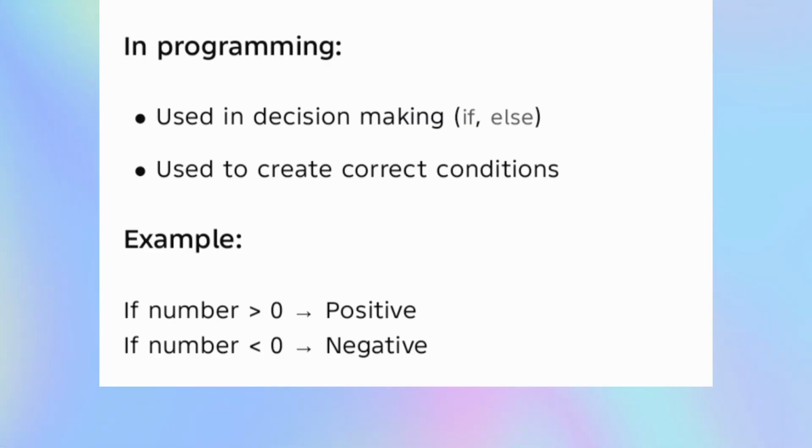In programming, if-else is used in decision making to check a condition. Example: if number less than 0, negative; if number greater than 0, positive. Less than 0 means a negative value, greater than 0 means a positive value.